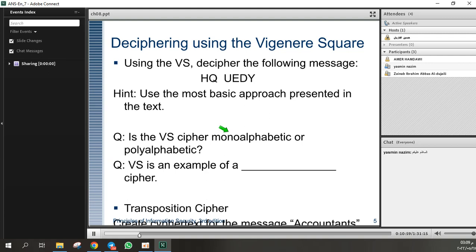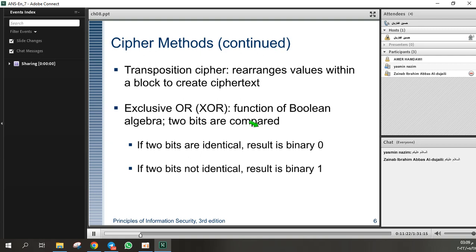Why? Because if we use monoalphabetics, we can use simple methods to find the patterns, guess the pattern. Okay, but when we are using multiple alphabetic patterns, there is no such evidence for that.